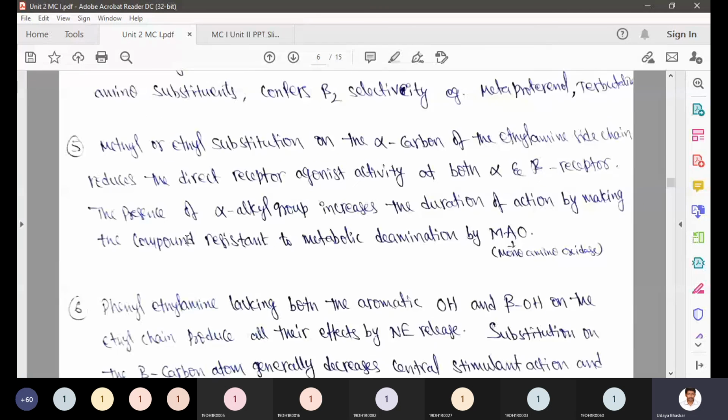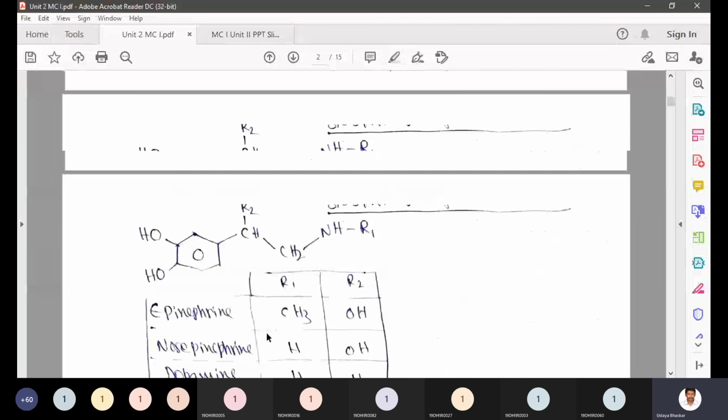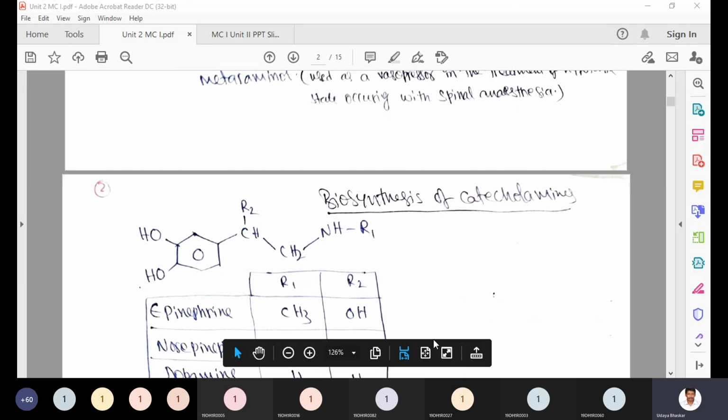So this is it. So go through the notes, and if you have any doubts, you can ask. Do you have any doubts?